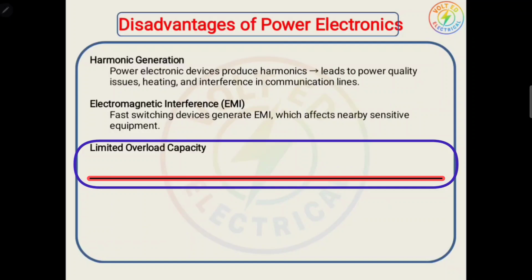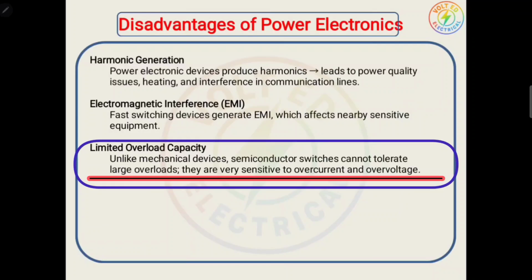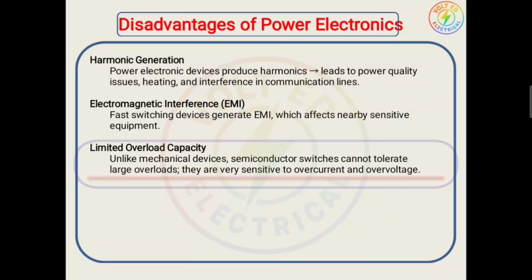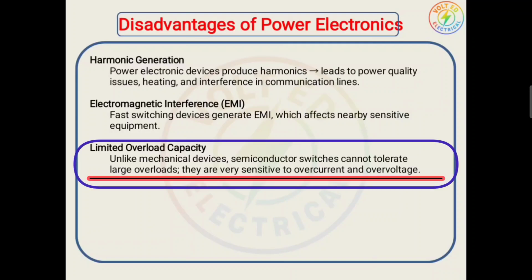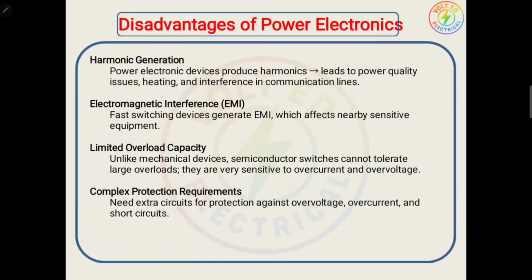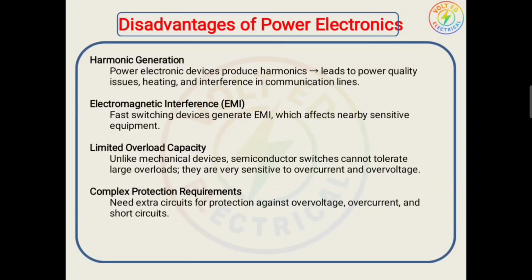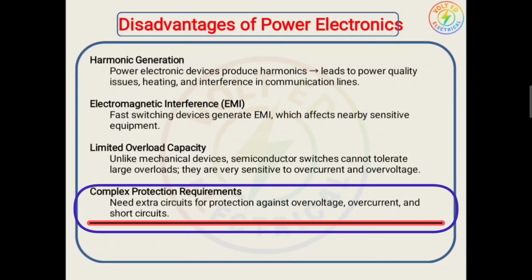And the limited overload capacity. Unlike mechanical devices like relays or contactors, semiconductor devices cannot handle overloads, so they are very sensitive to overcurrent or overvoltage. Even a small surge in current or voltage can damage them permanently. The complex protection requirements mean power electronic systems need extra protection circuits against overvoltage, overcurrent, and short circuits. This increases the complexity and cost of the system.